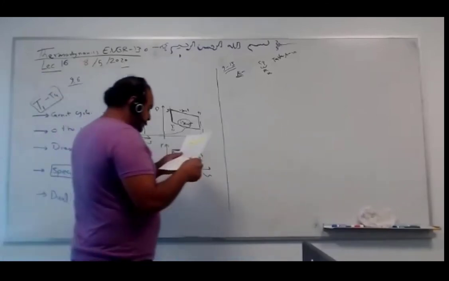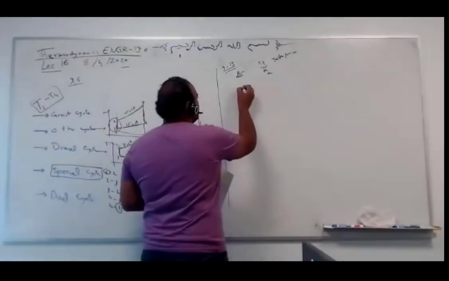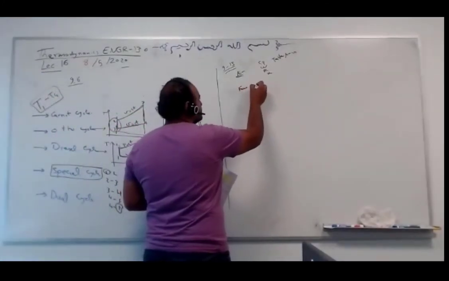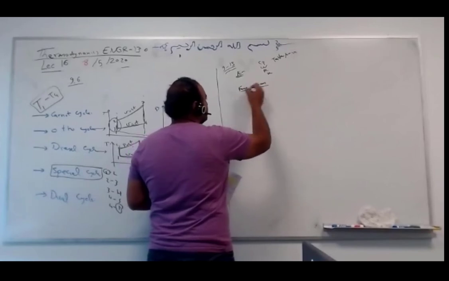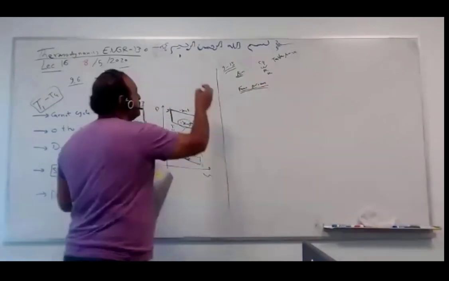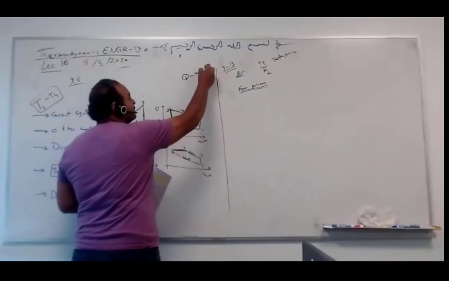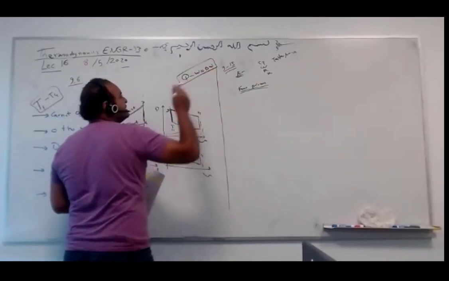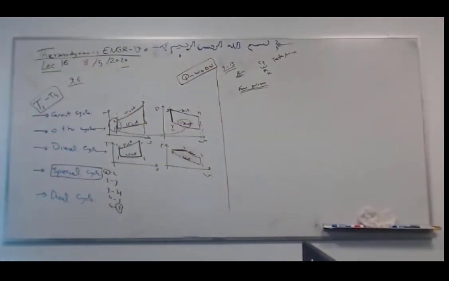So you have air. Closed system, 4 processes. Of course, this is a closed system. So Q minus W equals delta U. That's it. This is the first law of thermodynamics for a closed system.